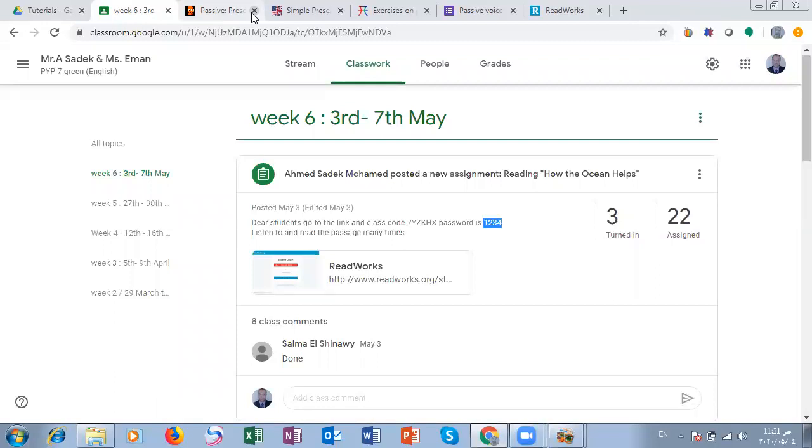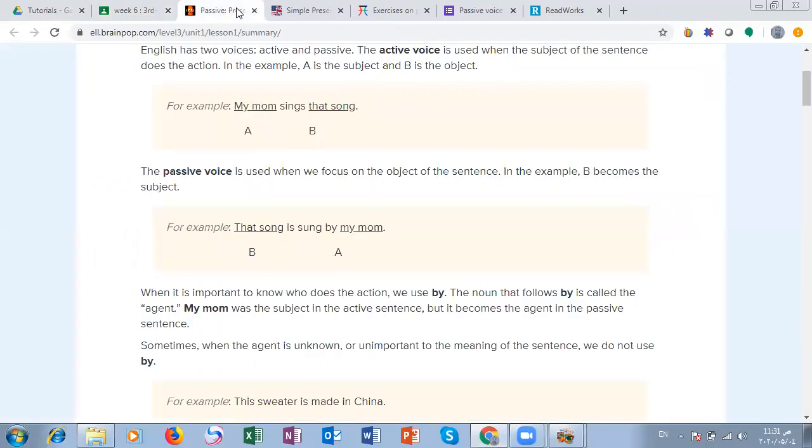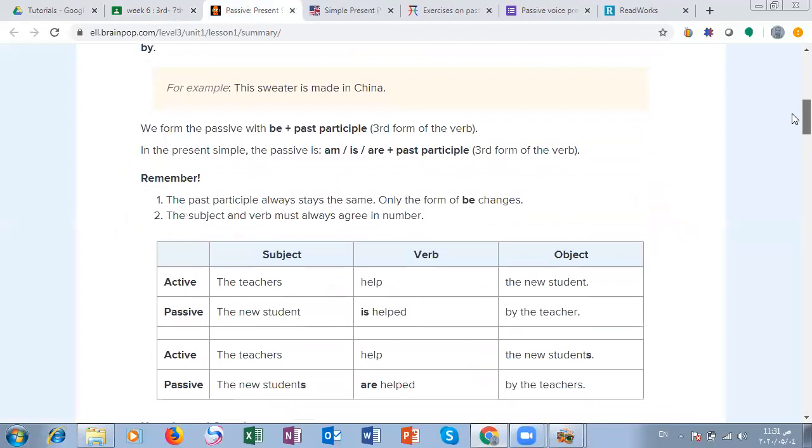Today we have a new topic. It's about the passive voice. The passive voice in the present simple. Before we start our lesson, we have to study the forms of the verb, or we need to revise the forms of the verb. Let's see what are the forms I would like to revise with you.